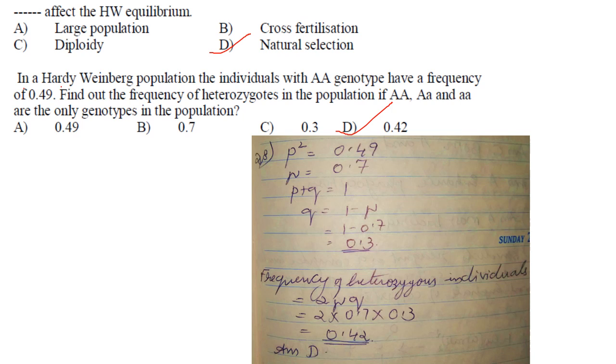Large population, no. Cross fertilization, no. Diploidy, no. Natural selection, yes. Natural selection will affect Hardy-Weinberg equilibrium. Then next question. And Hardy-Weinberg equilibrium is a sure shot question for most of the exams. One question you can expect from Hardy-Weinberg law, either in the form of a problem or as a theory based question.